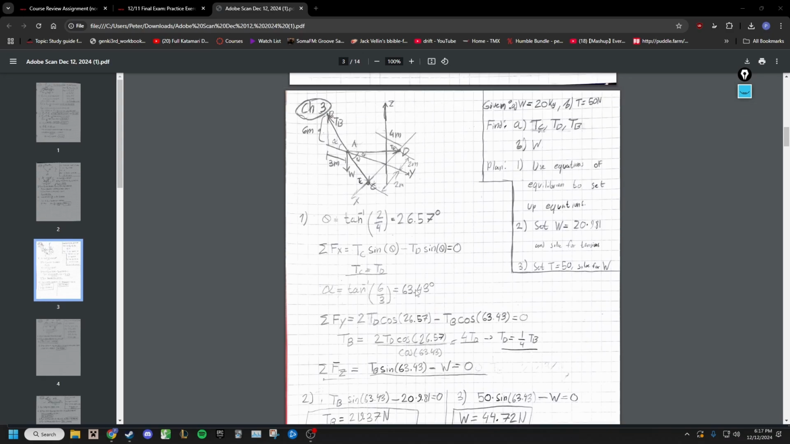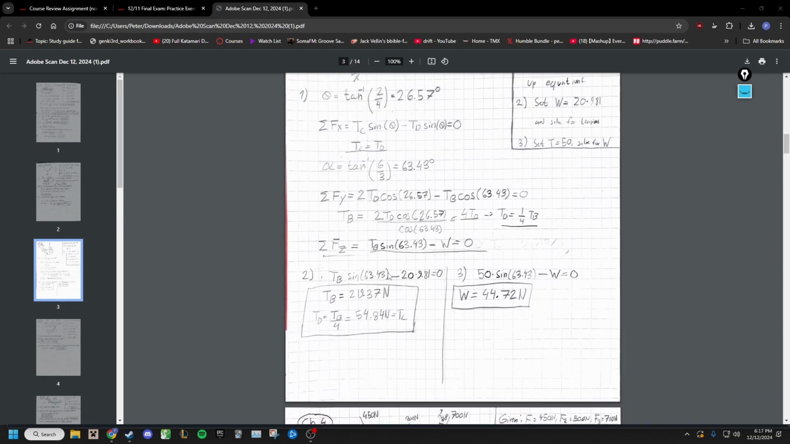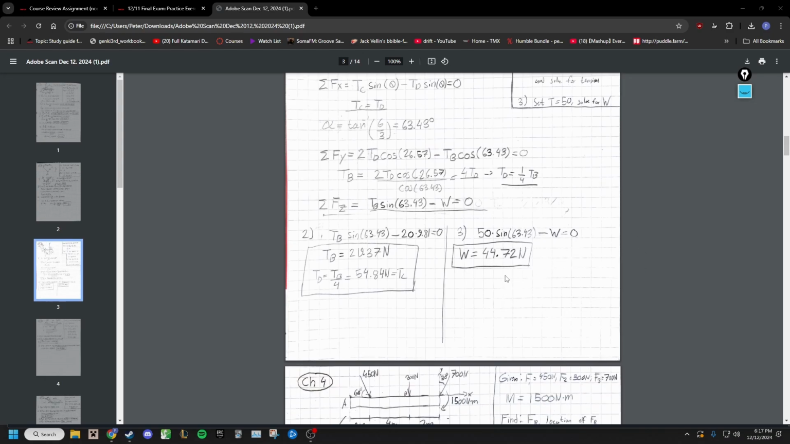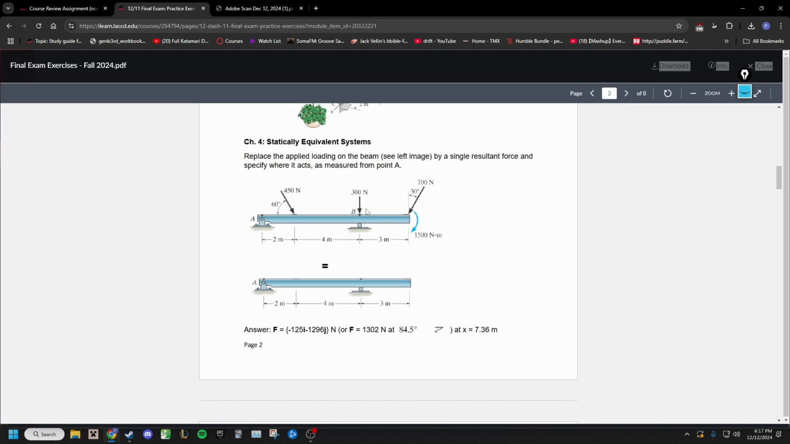And then to find the max weight it could hold if each rope could only sustain 50 newtons, that's really easy because we already have a formula for the weight in terms of TB from doing all the equations of equilibrium. For that, we just plug in 50 for TB here, and we find that W can equal a maximum of 44.72 newtons. They didn't ask to find the mass of this, but if we wanted to, in this part 3, we just divide this by 9.81, and that'll give us a mass. So for the fourth question, we are asked to resolve this system into a single vector.